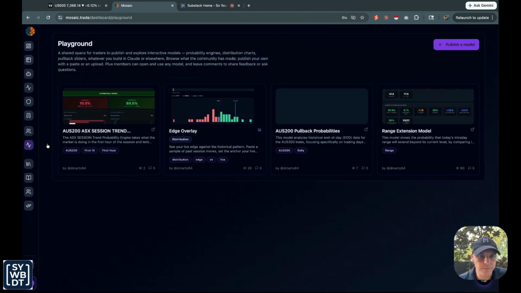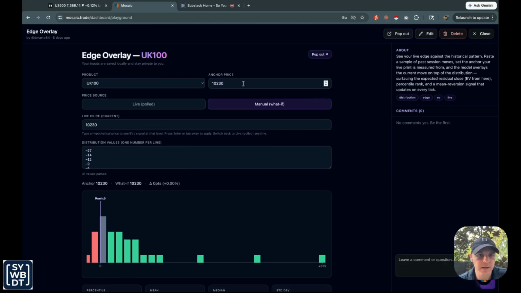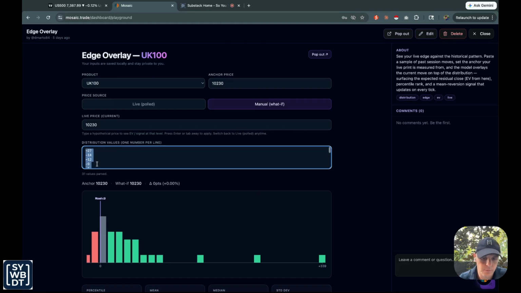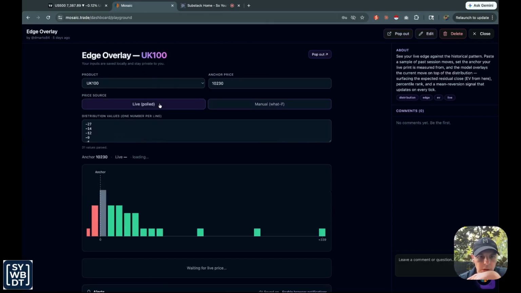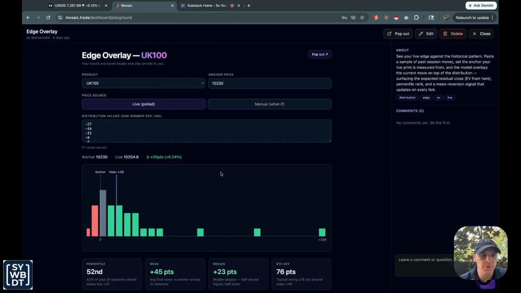Okay. So what I'm going to do, that's a distribution of likely outcomes, given that setup is in play for today. So what I'm going to do, I'm going to go on the playground. I'm going to open up the Edge overlay here. I'm going to drop that distribution in here. I'm going to go to the live price, which is loading.